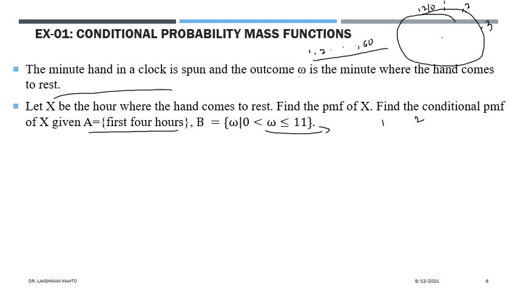In that case, we have to find the conditional probability mass function of x. And what are the possible values x will take? It is talking about the hour where the hand comes to rest. So x will take a value of either 1 or 2 or 3 or 4 up to 12. There are 12 hours. Okay, 12 hours, that is the situation.